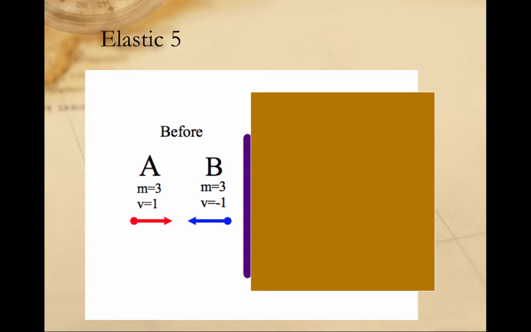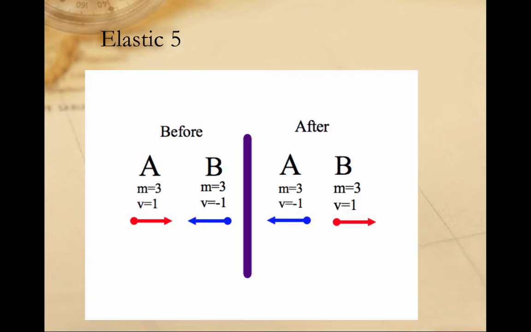Elastic 5 is if they're the same mass and going at the same speed and they collide together, they could literally just bounce back at the exact same speeds that they had before, just in the opposite direction.